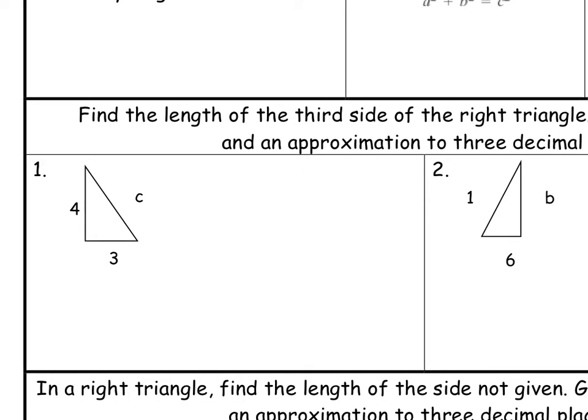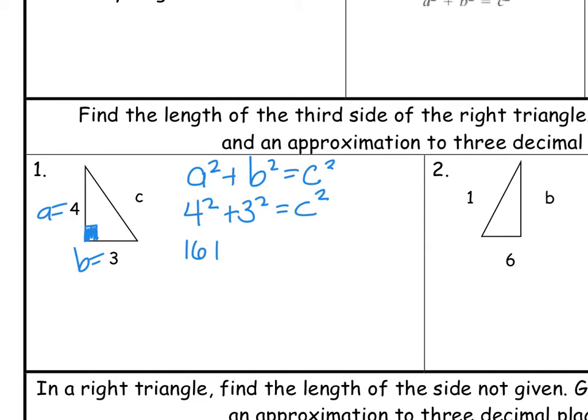We need to find the length of the third side of a right triangle, give an exact answer and an approximation to 3 decimal places. So we're going to look at this right triangle right here. We have A, we have B, and we're missing C. So we're just going to write the Pythagorean theorem, a squared plus b squared equals c squared. I'm going to let this leg equal A and this leg equal B. And how do I know they're the legs? Because they form the right angle. So I'm going to substitute in 4 for A, 3 for B, square them, add them, and so 25 equals c squared.